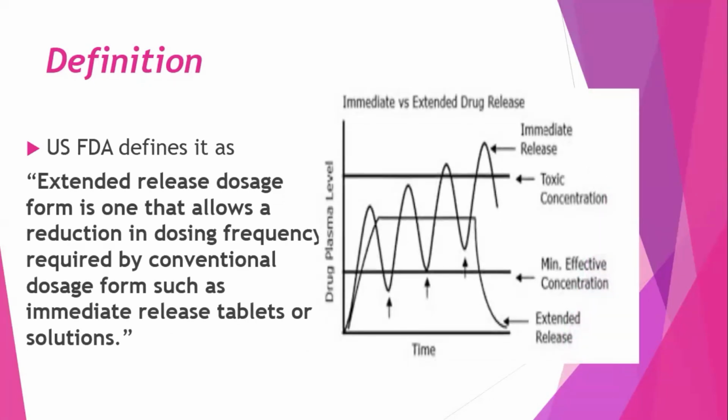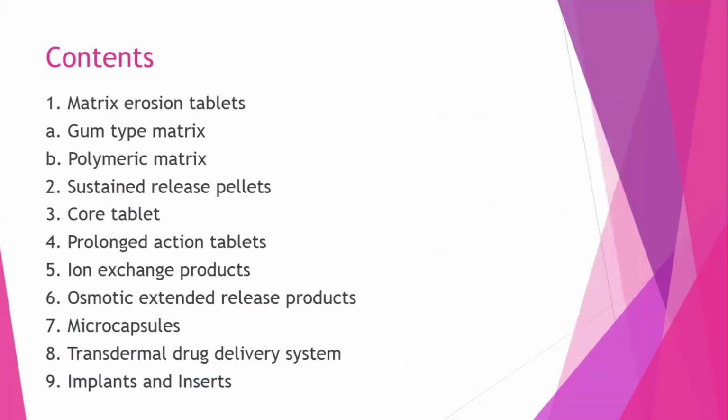As you can see in the figure, in immediate release multiple dosing, you see the drug concentration peaks and troughs many times, and even goes out of the therapeutic window. But in case of extended release or sustained release product, it maintains a steady state concentration without multiple dosing.